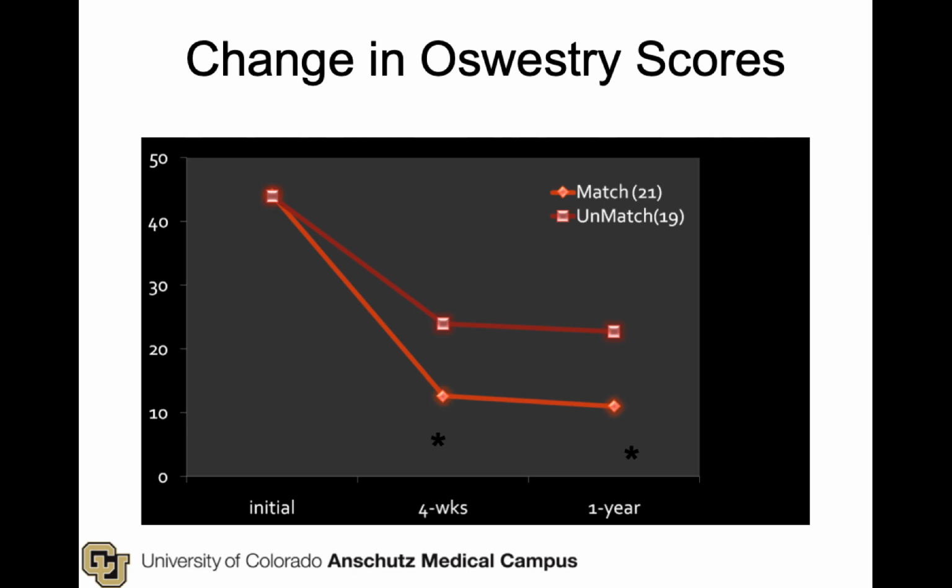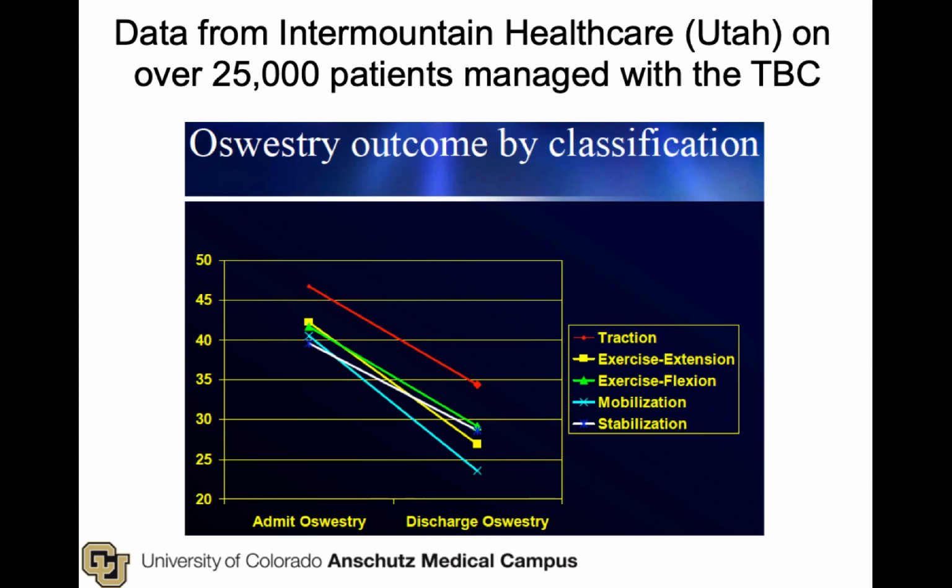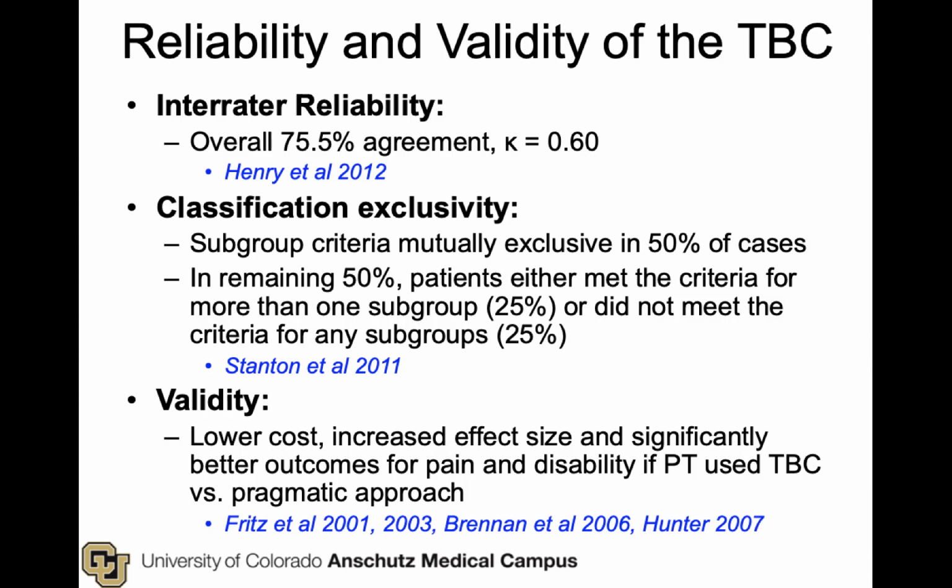Now, they did look at the reliability between Gerard Brennan and Julie Fritz in this study, and it was over 90%. They agreed on the classification over 90% of the time. And data from Intermountain Healthcare, where Julie Fritz and Gerard Brennan work, on over 25,000 patients managed with the TBC, shows that their outcomes are pretty good overall, and they average around 6 visits per episode of care.